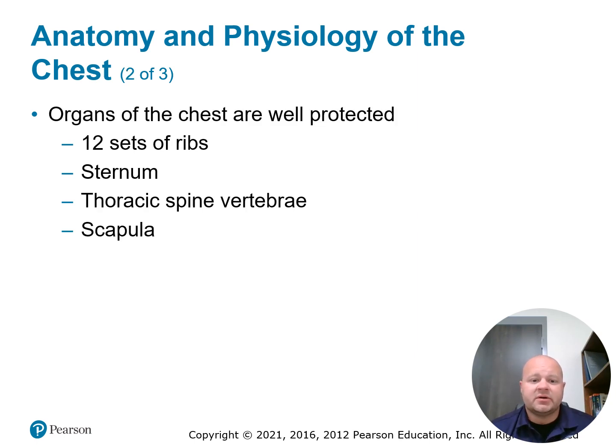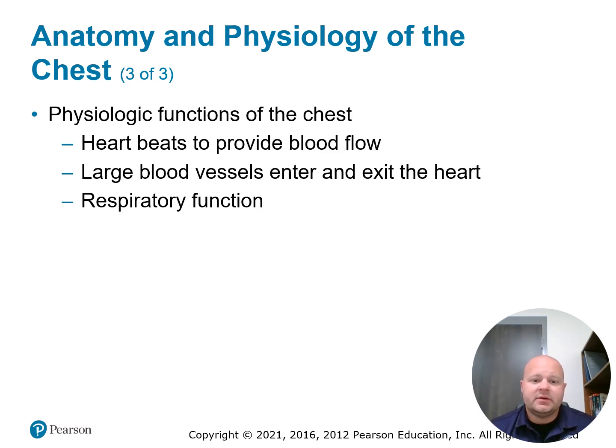So the organs are well protected. It's 12 sets of ribs, the sternum, the thoracic spine vertebrae, and the scapula that are protecting those organs within the chest cavity. Other physiologic functions of the chest: obviously, the heart's beating to provide blood flow. The large blood vessels enter and exit the heart to bring blood into the heart and then out to the body. And then the lungs are there for respiratory function.